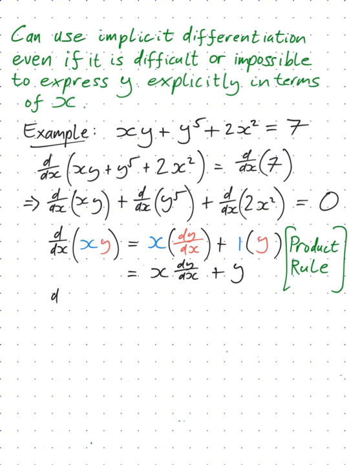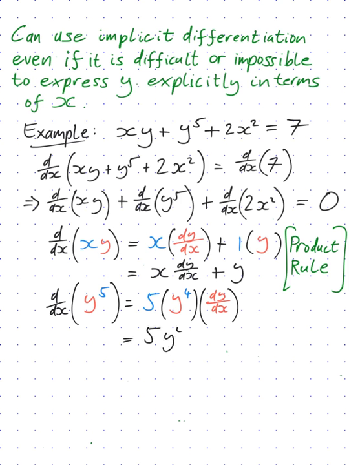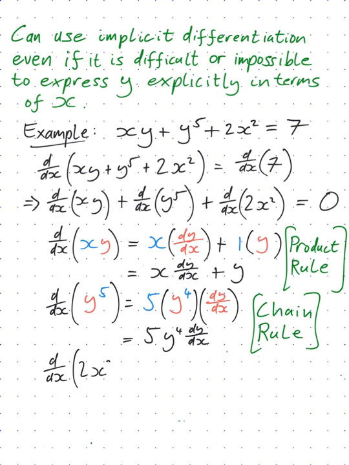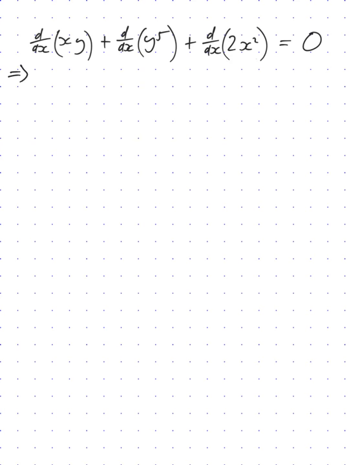The next term is the derivative of y to the power of 5 with respect to x. This is going to be the chain rule. Our inner function is just y and the outer function is y to the power of 5. So we differentiate with respect to y and we get 5 times y to the power of 4. Then we multiply by the derivative of y, which is just dy/dx. The last term is easy. The derivative with respect to x of 2x squared is just 4x. Now let's put all those terms together.